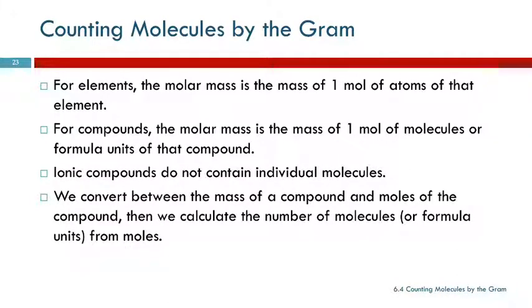Okay, so for elements, the molar mass is the mass of 1 mole of atoms. For compounds, the molar mass is the mass of 1 mole of molecules, if it's a molecular compound, or formula units of that compound. So in that very last section of chapter 5, we talked about the formula mass for a compound. And we just took the mass of each atom in there and added them up. This is the same idea, but we're adding up a mole of each. And if there's 2 atoms in there, then it's 2 moles.